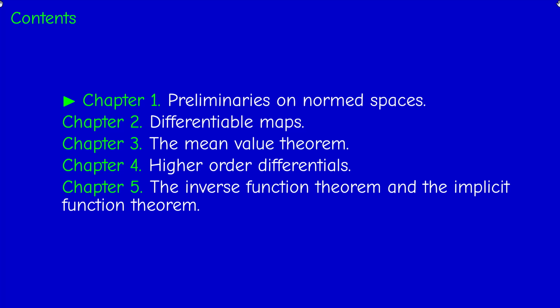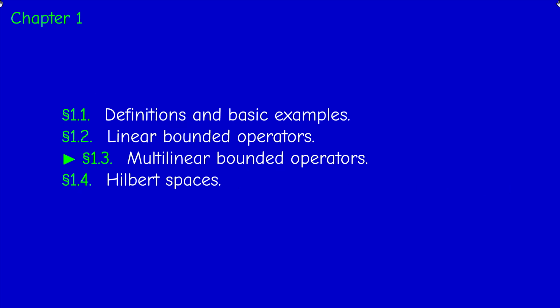In this video, we continue our study of Chapter 1 and we move to Section 1.3 about multilinear bounded operators. Let us first start with the case of bilinear operators, which just are functions of two variables. And then, if we understand this case, we can easily move to the general case of n variables.